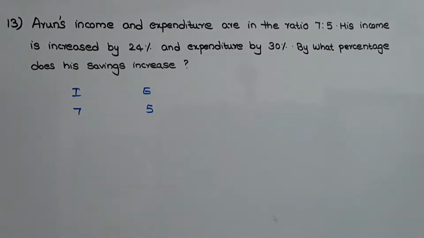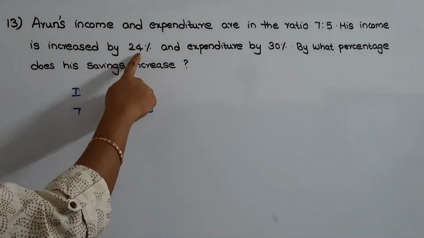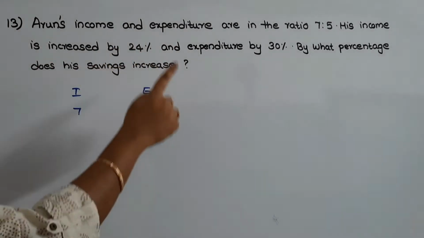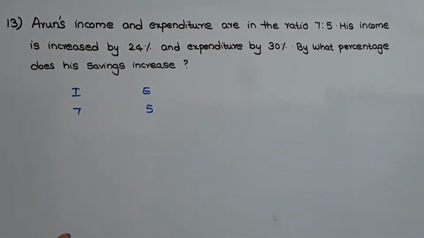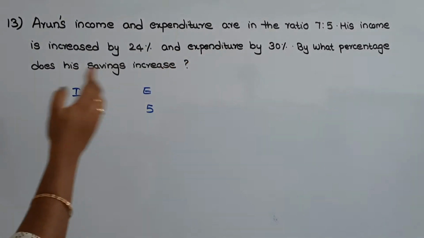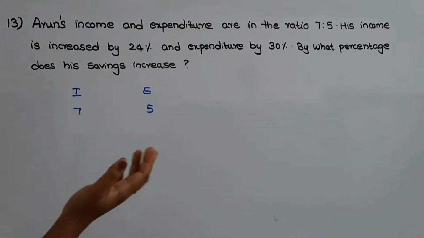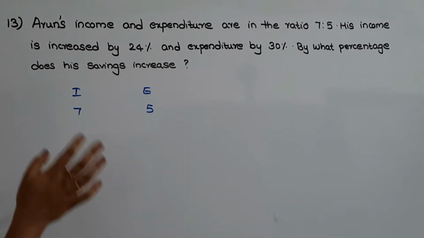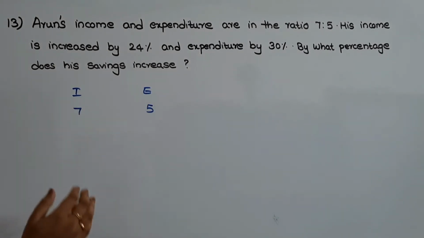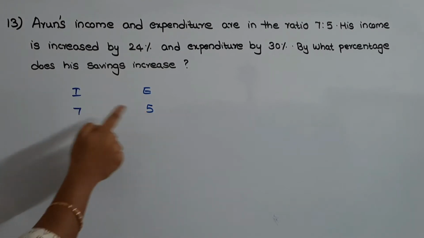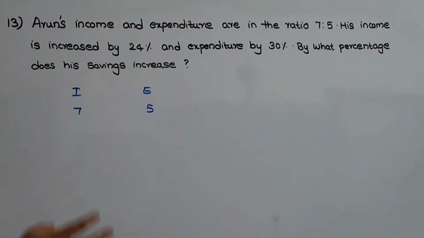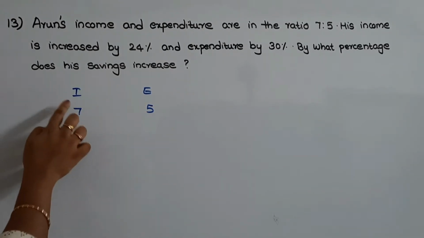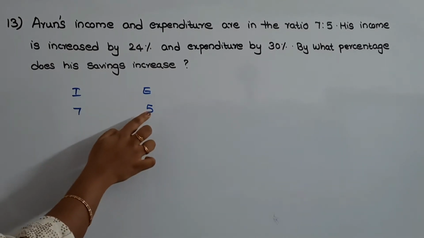Then they are telling that his income is increased by 24% and expenditure is increased by 30%. So we need to find out by what percentage his savings is increased. Here we need to find out the answer in terms of percentage, so we can consider any value for the income and expenditure. The only thing is that the ratio should be 7:5. So let us consider the income as 7 and the expenditure as 5.